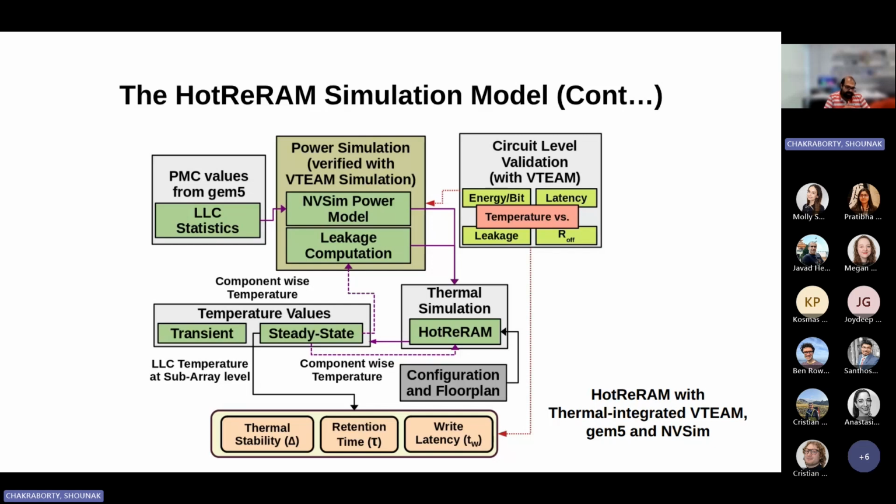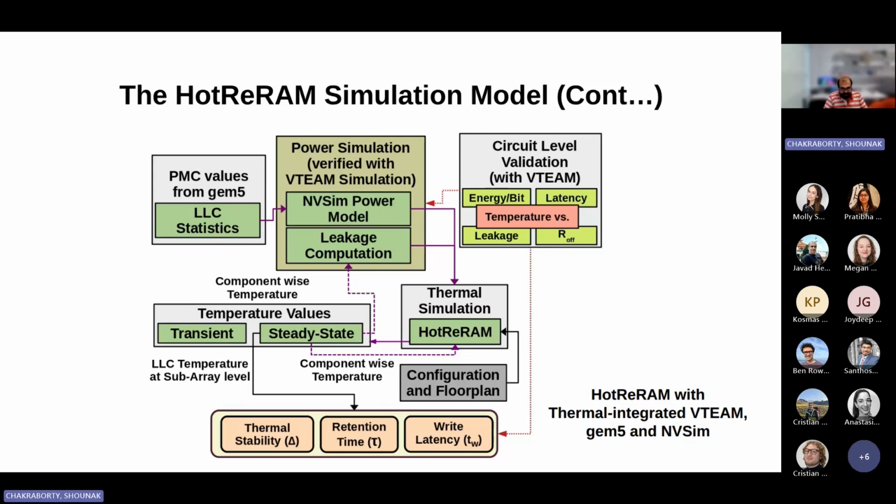And then these values will be sent to the thermal simulator called HotReRAM. So in HotReRAM, we have attached the entire ReRAM thermal model with the existing HotSpot simulator, and that then simulates the steady state as well as transient temperature, whereas the steady state will next be used for developing the thermal stability, retention time, and write latency of the underlying circuitry at mat level. So once you have this, you can have a good study of the different parameters, like how thermal stability changes across space as well as across time, because this entire loop will run periodically for your entire execution.